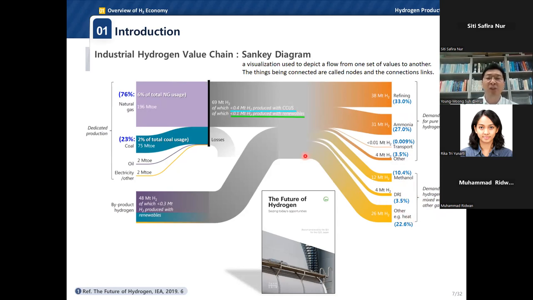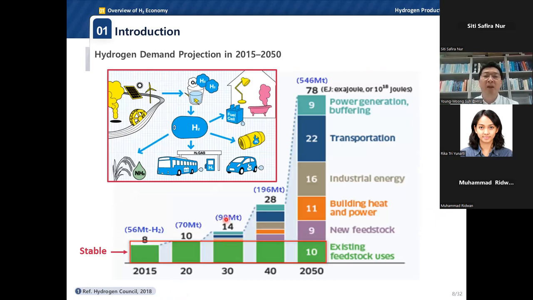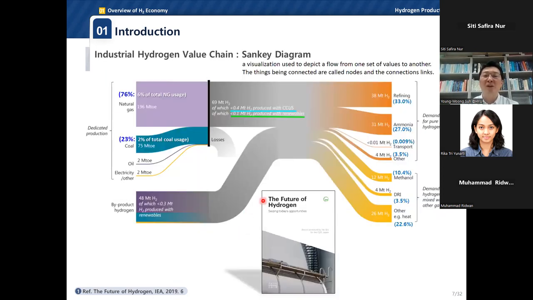So this information was already written in this brochure, The Future of Hydrogen, written by the International Energy Agency. And this is the present situation in the hydrogen economy.